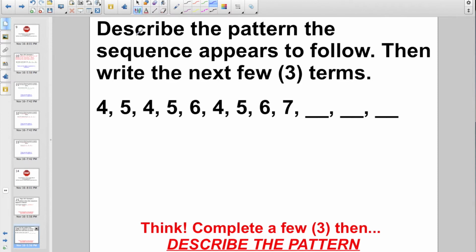So check out this. Here it says, describe the pattern the sequence appears to follow, then write the next few, which we said is going to mean 3 terms. These are thinkers. What's going on? Here I have 4, 5. Then I have 4, 5 again, and now I have 6. Then I got 4, 5, 6 again, only now I have 7. Do you see it? 4, 5. Then I have 4, 5, 6. And lastly, I'm going to go and have 4, 5, 6, 7. So where are we starting here? We're back to 4. This guy's going to be 5. This guy's going to be 6. That guy would have been 7. The next one would have been 8, right?